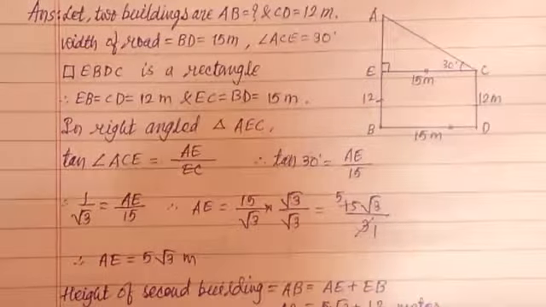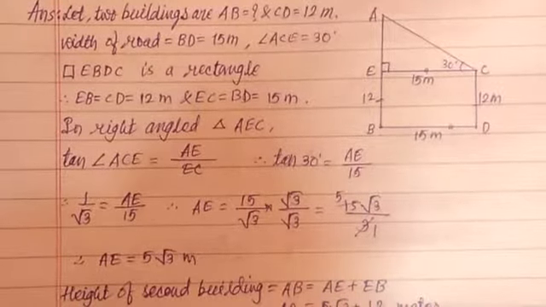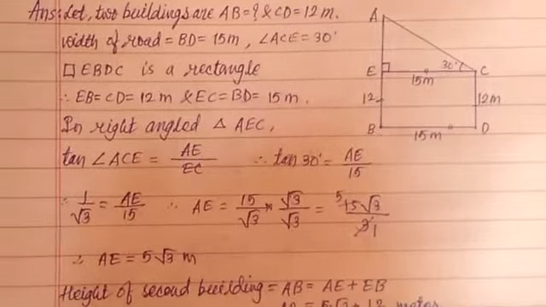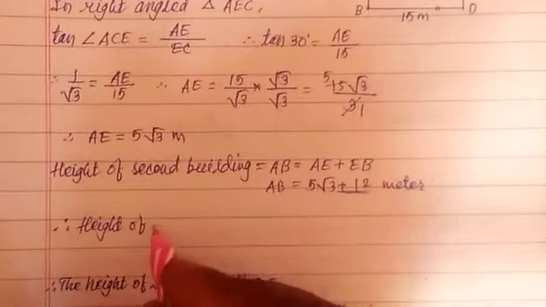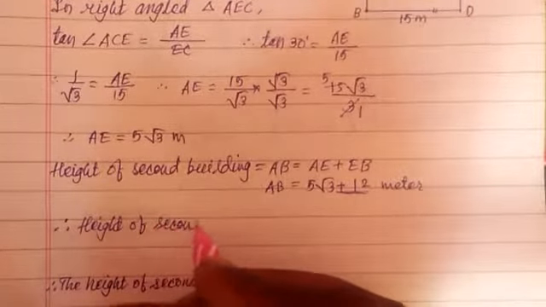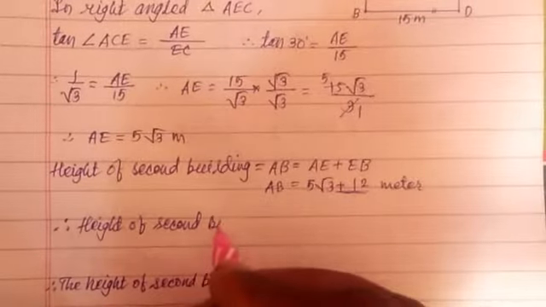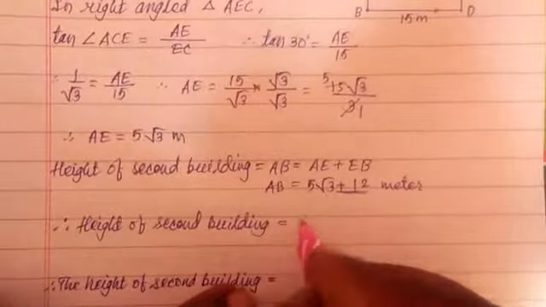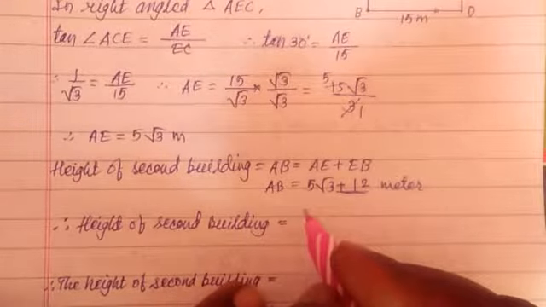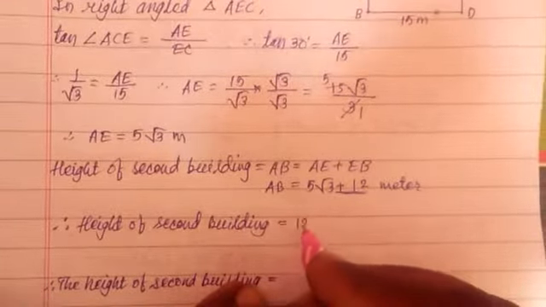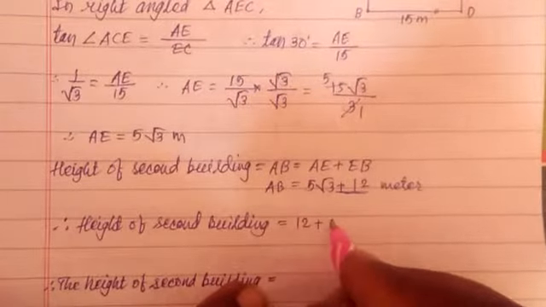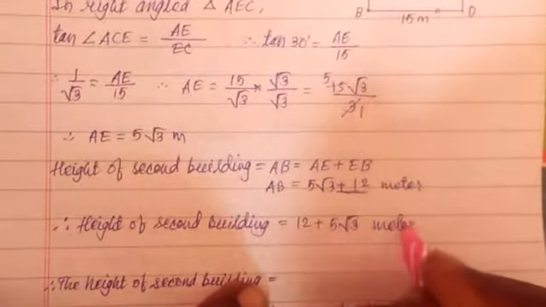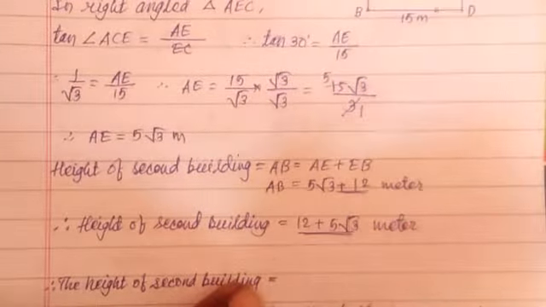And hence we can write the height of the second building is equal to 12 plus 5 root 3 meter. This is the answer.